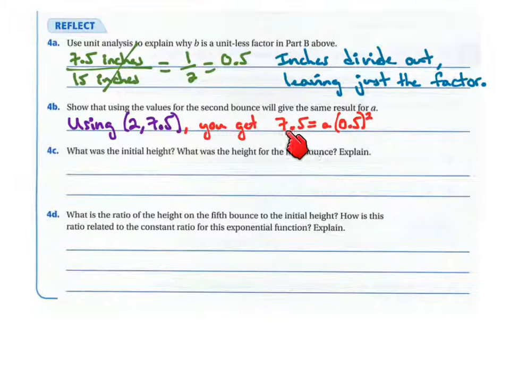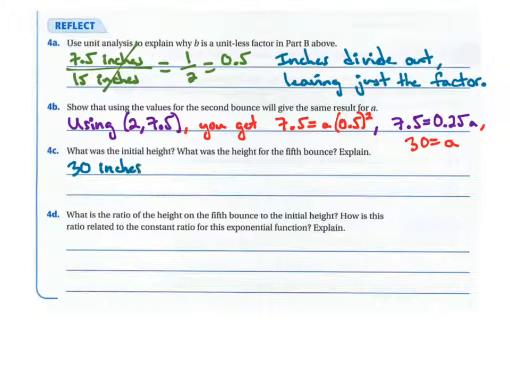There's our output, our y. There's our input, that power of 2. And what does that give us? 7.5 equals 0.25a. And if we divide both sides by 1/4, we end up with 30 equals a. There we go. A is still 30 no matter what known point we use. What was the initial height? 30, because that's what a is.